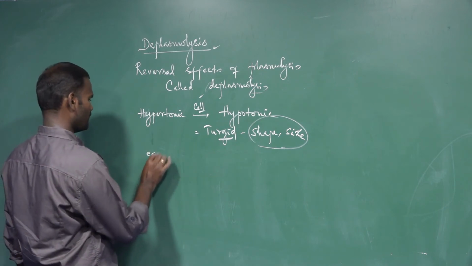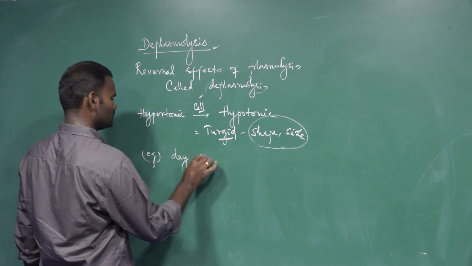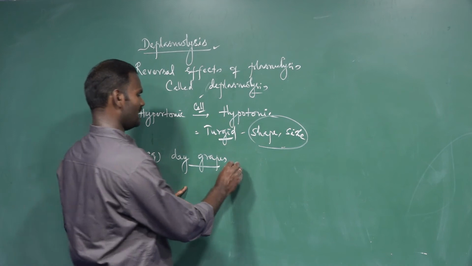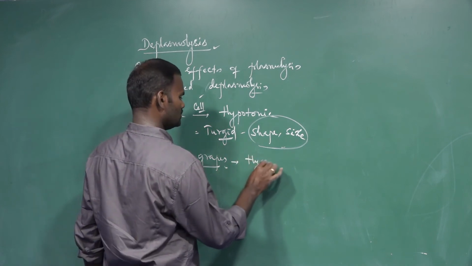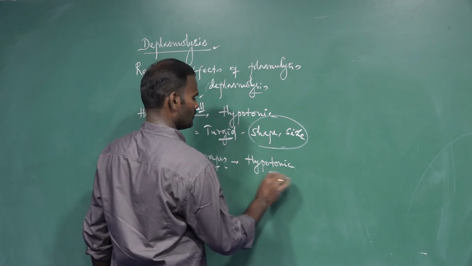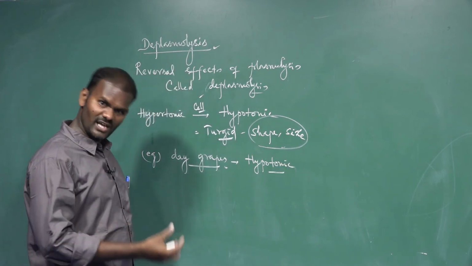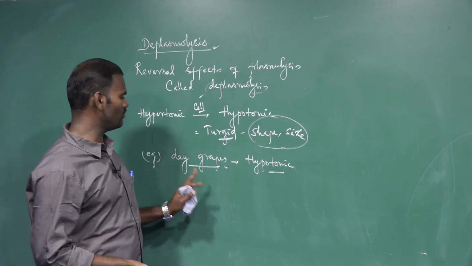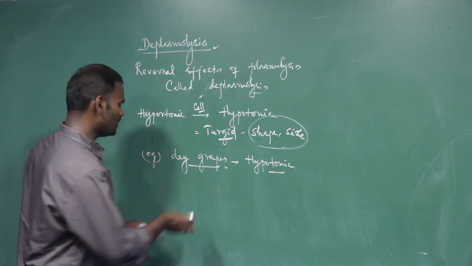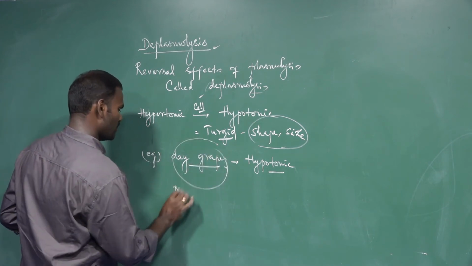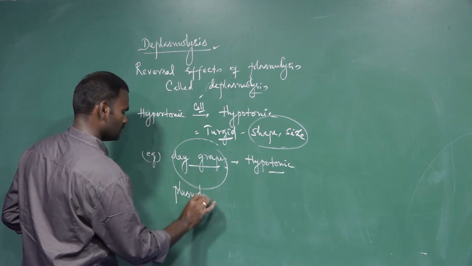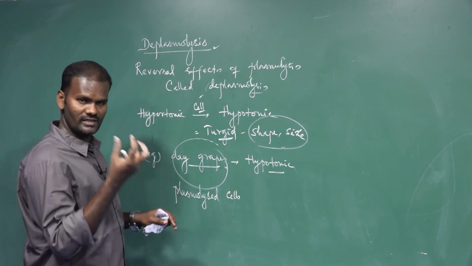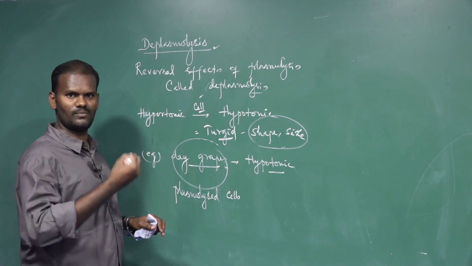For example, dry grapes. When dry grapes are placed in a hypotonic solution, they regain water, become imbibed, and return to their original shape and size. This is called deplasmolysis. Dry grapes are nothing but plasmolyzed cells. The protoplasm is shrunken.